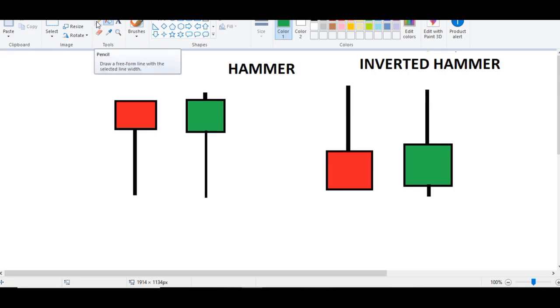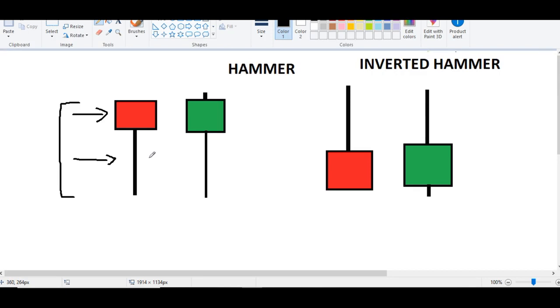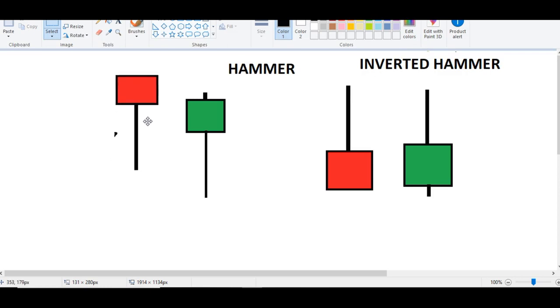Okay, now hammers are very, very important, right? They're very good trend reversal candlestick patterns. Okay, now how is a hammer defined? If you see the body, it is generally 1/3 of the entire candlestick, right? So the body is 1/3 and the shadow or the wick is 2/3. Okay, and these are generally very good trend reversal candlestick patterns. So let's understand how.